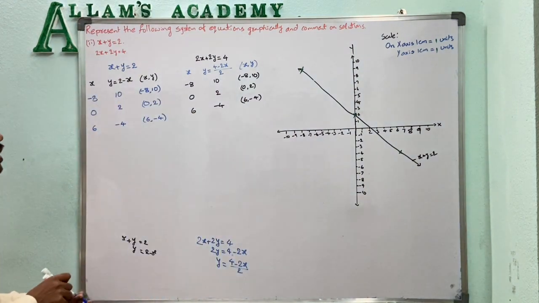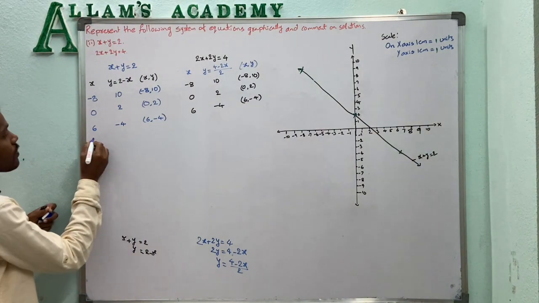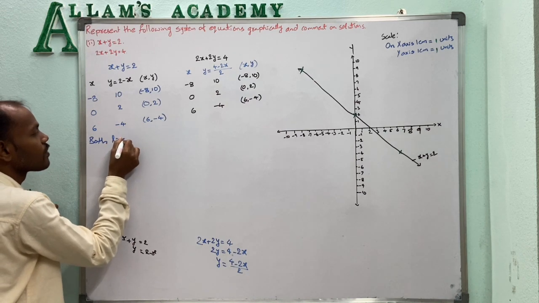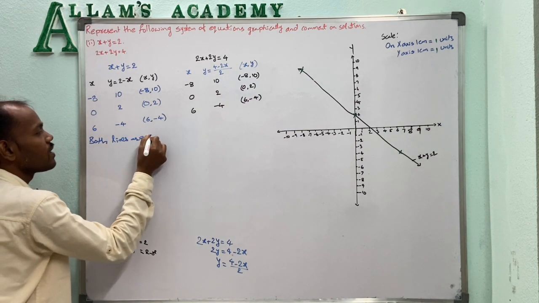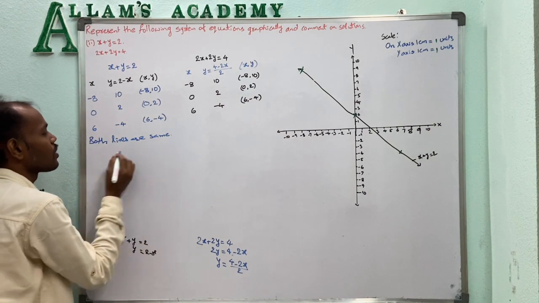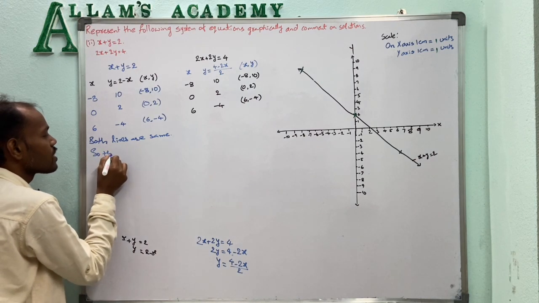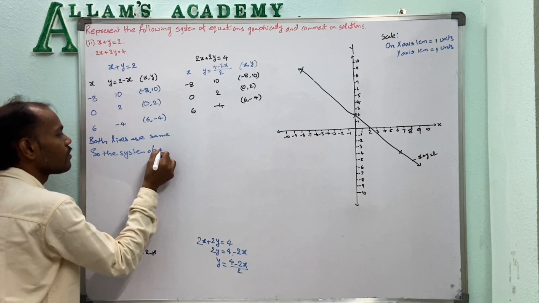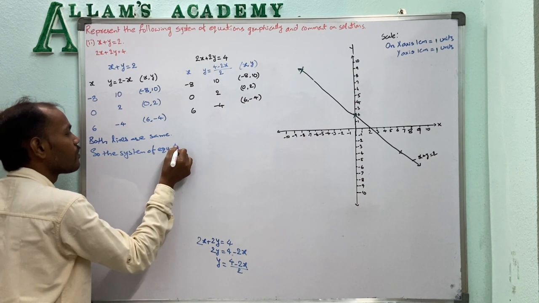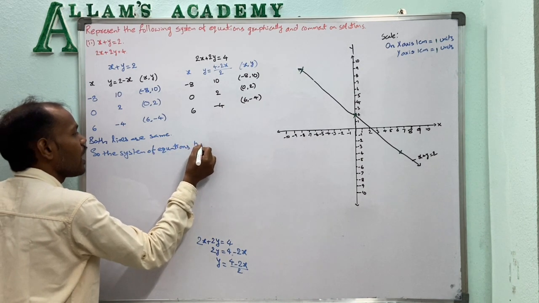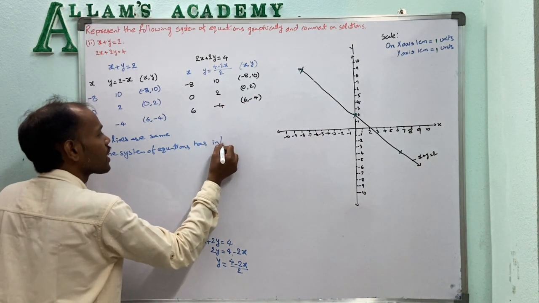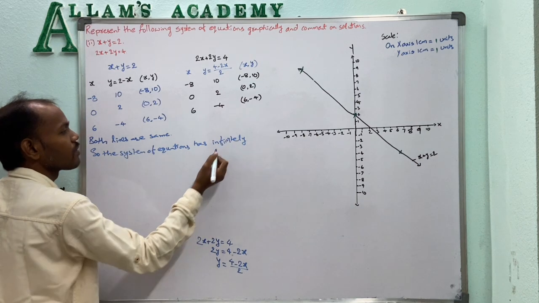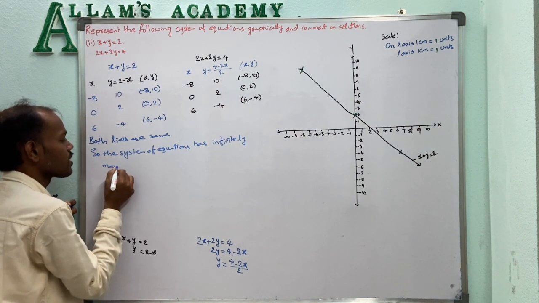Okay, so here both lines are the same, so the system of equations has infinitely many solutions.